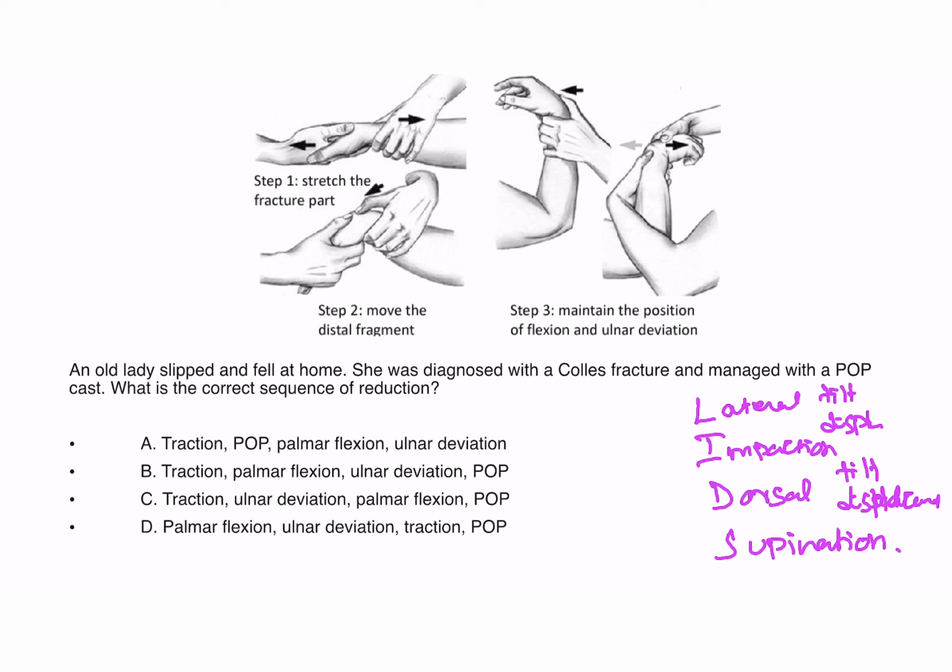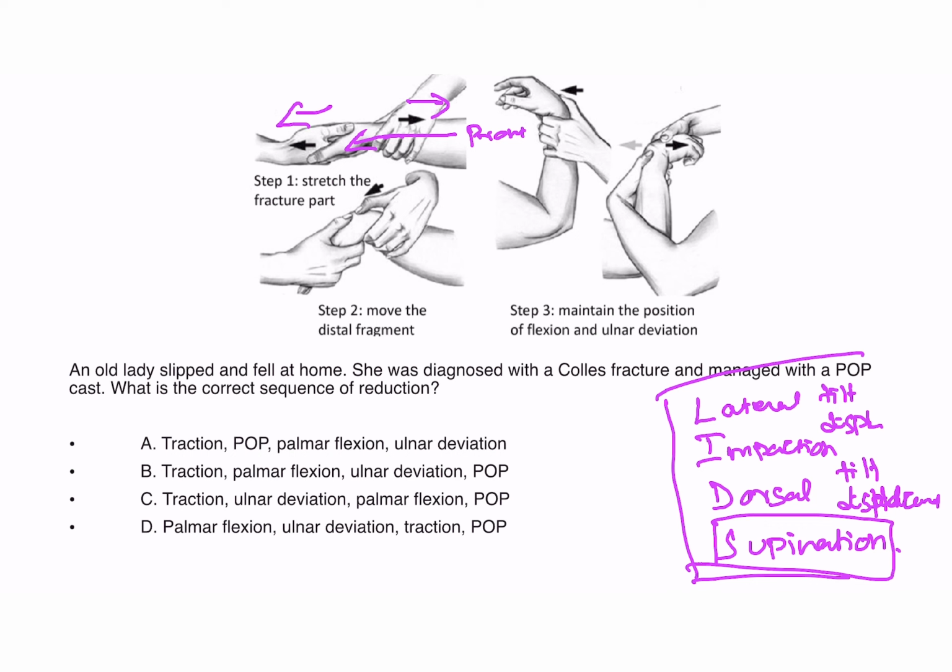So if this is the deformity that is going to happen with the Colles, what are you going to do to correct this deformity? Now you should make sure you are receiving the hand in pronation. Can you see? The arm is pronated in order to correct the supination. And then they are trying to pull the fragment in order to correct the impaction. So traction.